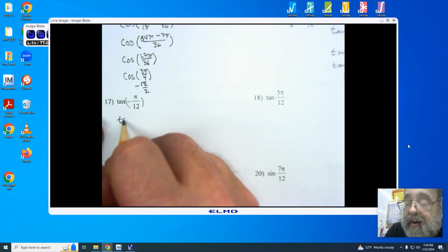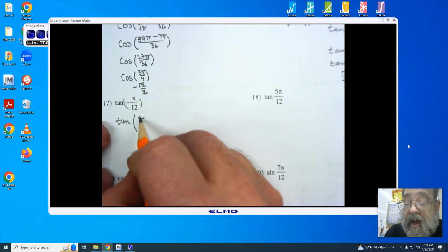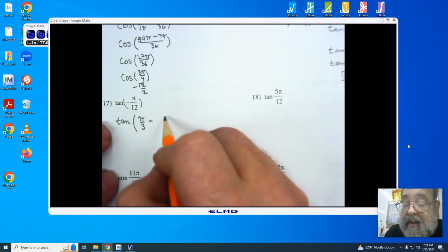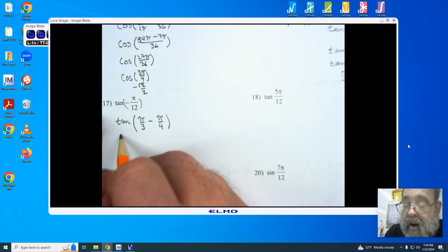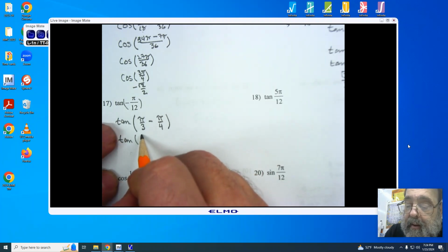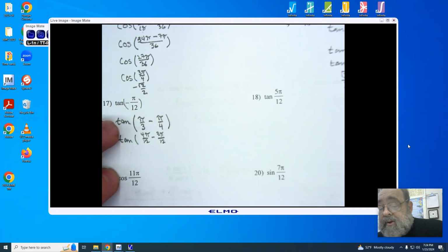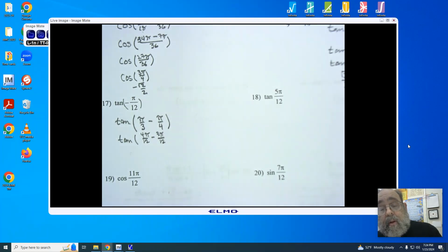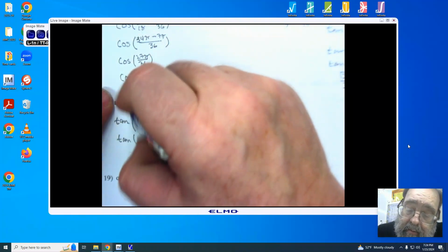That means that I'm talking about a larger value, such as pi over 3 minus pi over 4. Notice when I get the common denominator, I'm looking at 4 pi over 12 minus 3 pi over 12. Do you see how that turned out to be a positive? So I want to flip it. Always double check.